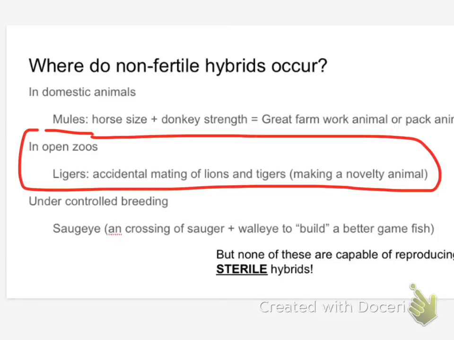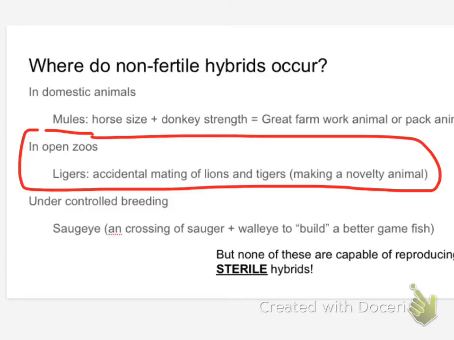They release them into lakes in Ohio. We could look up where, but it's a non-fertile hybrid. Saugeyes can't breed more saugeyes. They don't have the right chromosomal lineup. If your chromosomes don't line up with the other mate, you don't make a fertile baby. You just have basically eggs that don't get fertilized or get fertilized and immediately are miscarried. Spontaneous abortion. Those are sterile hybrids.